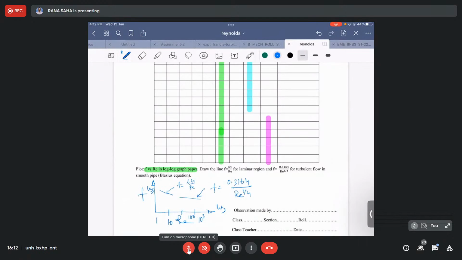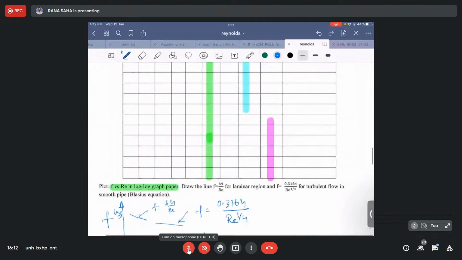In a similar manner, the y-axis has to be chosen depending on the range of data that you have got, right? Accordingly, you can choose your starting point and the end point. Okay.